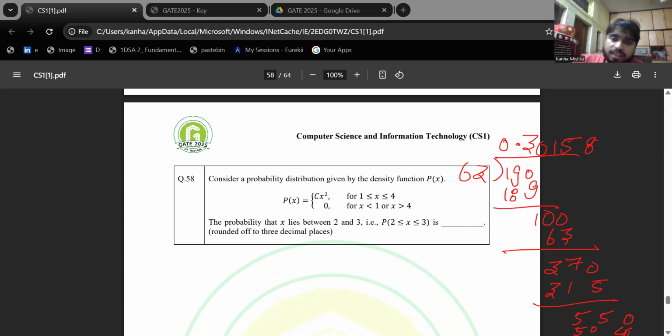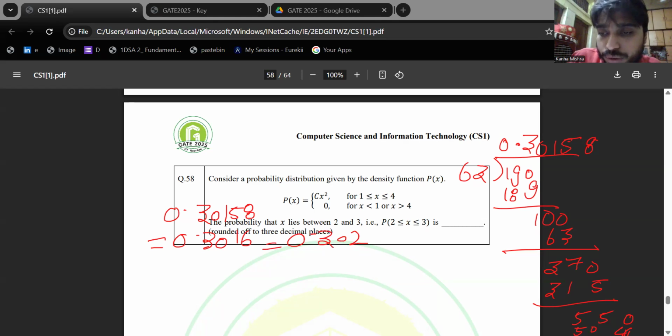So this is coming out to be 0.30158. Rounding it off, it will come out to be 0.3016. Rounding off to 3 decimal places, the 6 will become 0.302. So the answer is 0.302. That's it for this particular question. Take care. Bye bye. See you guys in the next question.